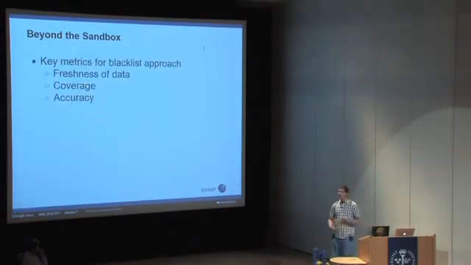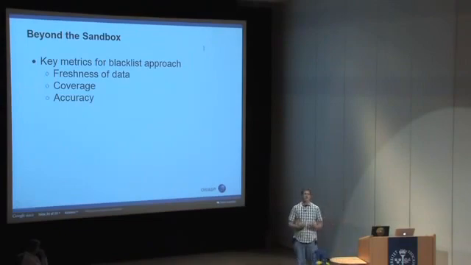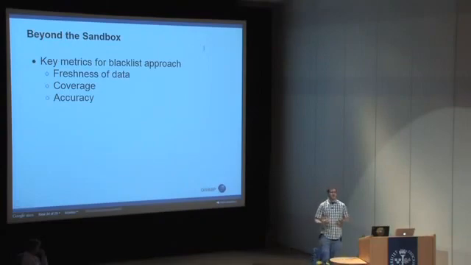So how do you measure the success of a blacklist approach? We know we're not going to cover everything. There are 3 main metrics that we need to look at. The first one is the freshness of data. Obviously we have to find out about the attack, and we have to get that information to users. How long is that time delay? The second is coverage. There are a number of attacks out there. We're not going to cover all of them.